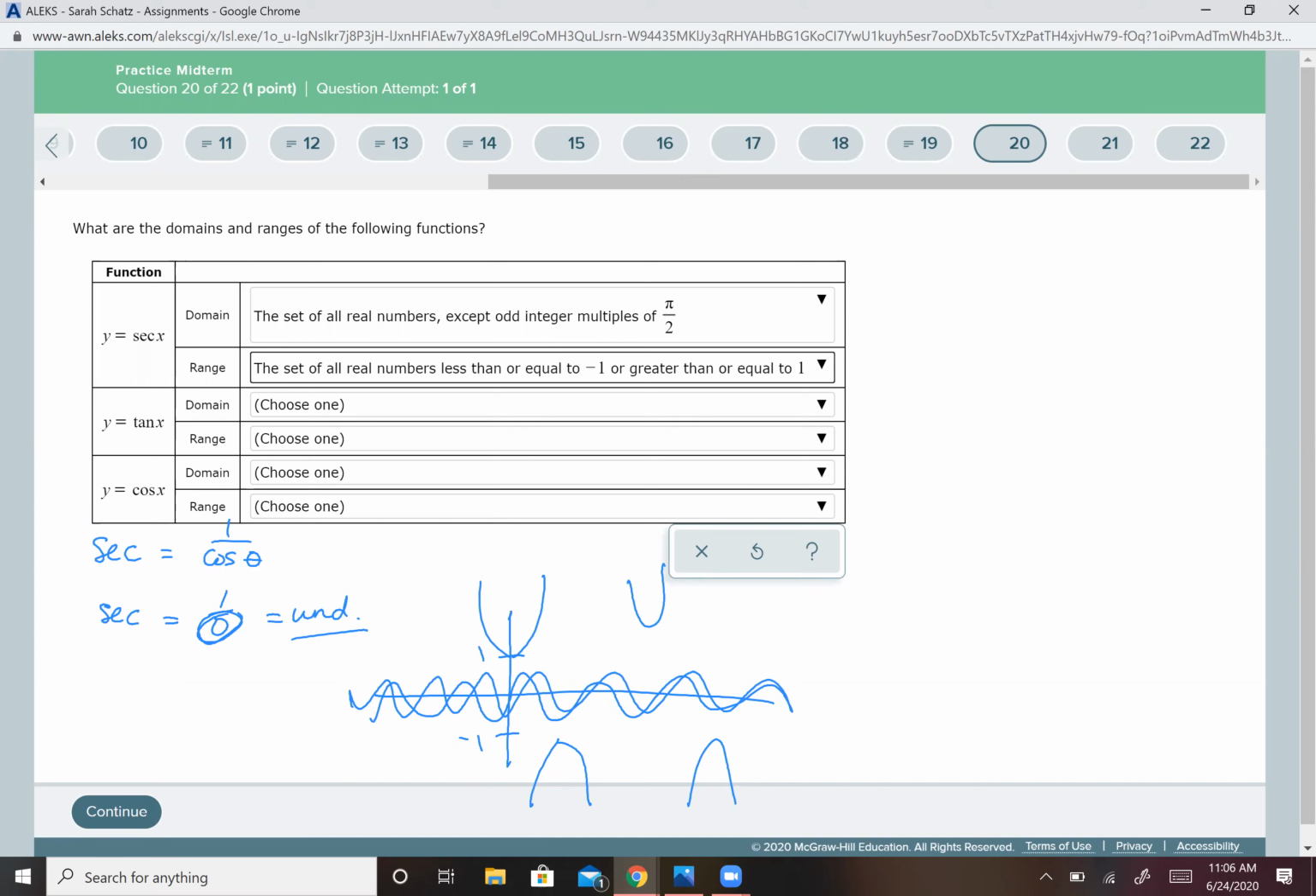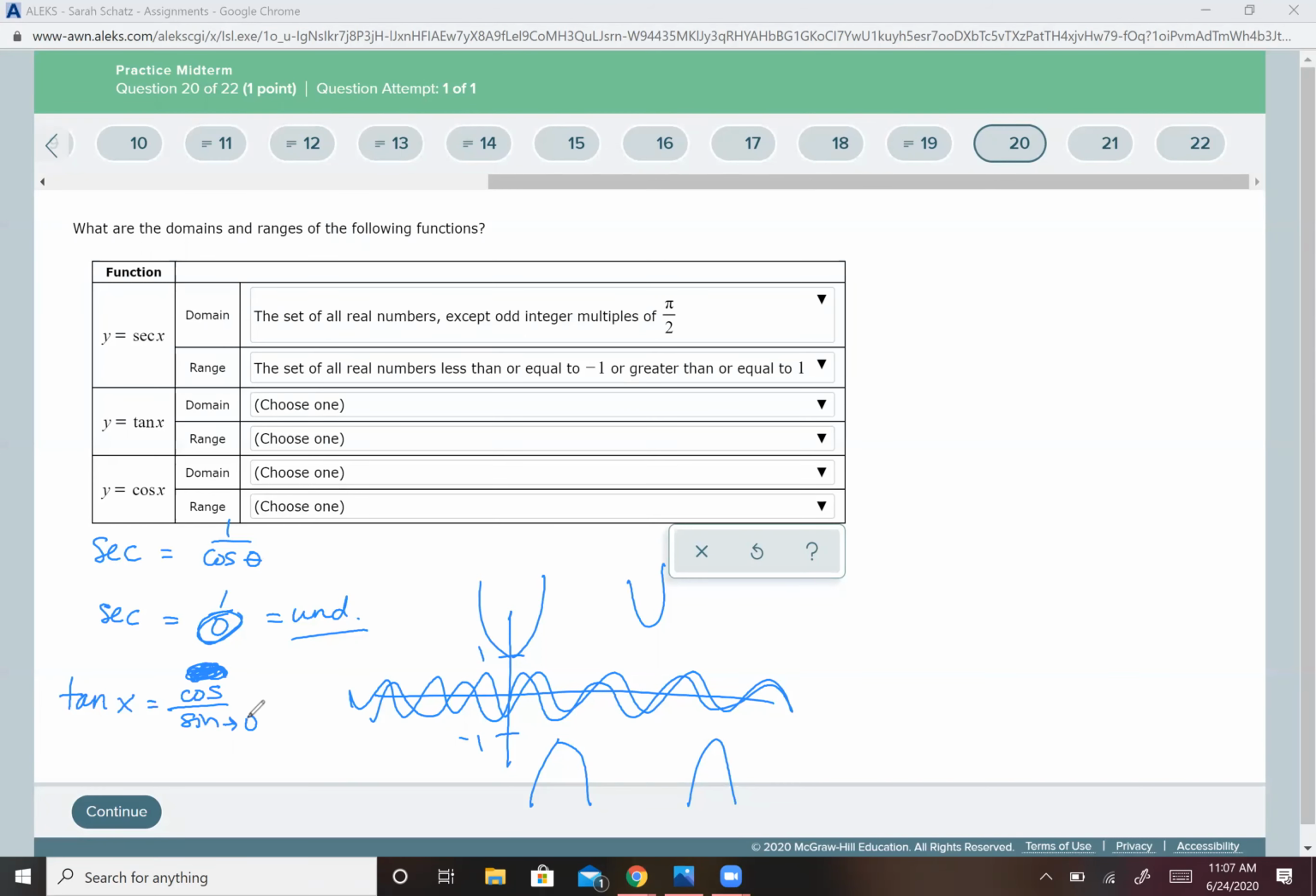Let's look at y equals tangent x. To find its domain, if you don't just have it memorized already, tangent is cosine over sine. Where's tangent going to have a problem? It's going to have a problem where sine is 0, right? If sine was 0, tangent would be undefined. So I need to exclude anywhere where sine equals 0.